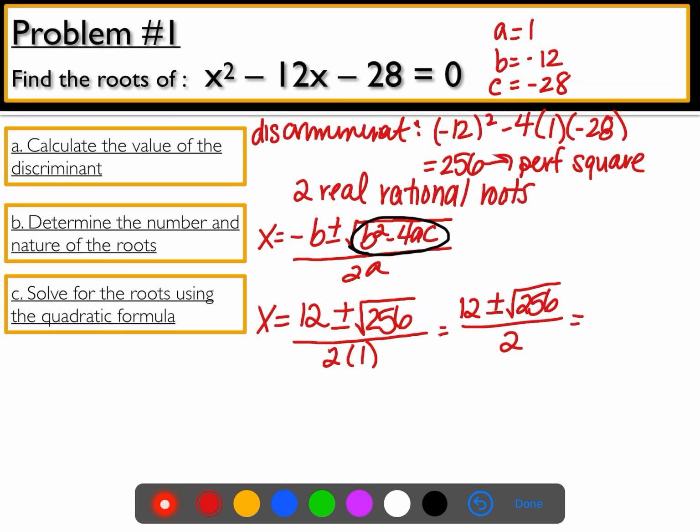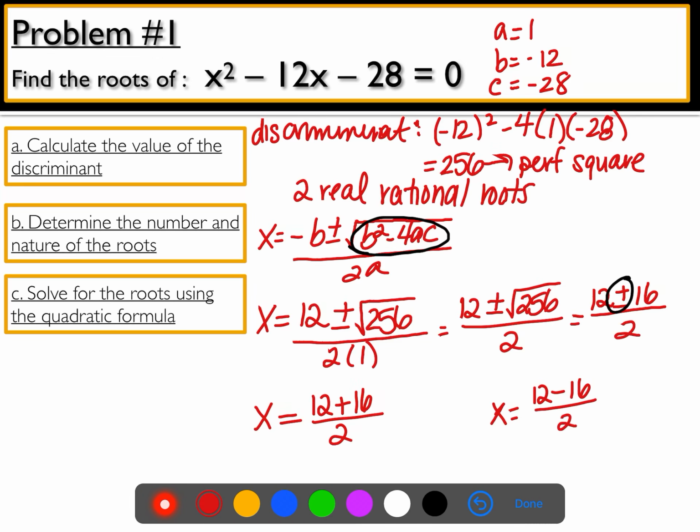Okay, well 256 is a perfect square. Square root of that is 16. So we're going to evaluate. So 12 plus or minus 16 now over 2. Okay, so that plus or minus I mentioned in part 1, that means we're going to have two options. So we split that up. We have x equals 12 plus 16 over 2, and we have x equals 12 minus 16 over 2. And we evaluate each one of those.